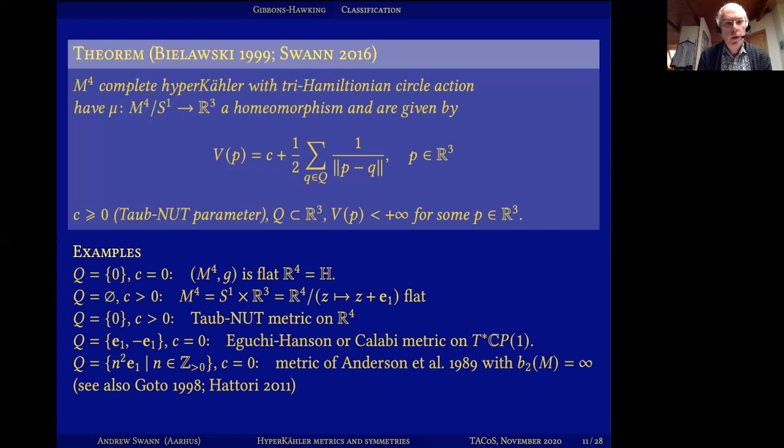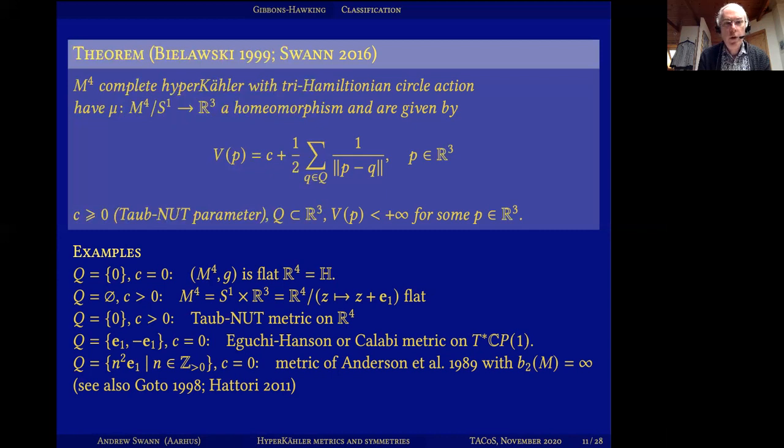So the other concrete case I want to mention is when you take 2 points in R3. So you could take them to be 1 and -1. The only parameter really is the distance between them. Then what you get is a metric on the cotangent bundle of CP1. This is known as the Eguchi-Hanson metric, or is an example of a Calabi metric.